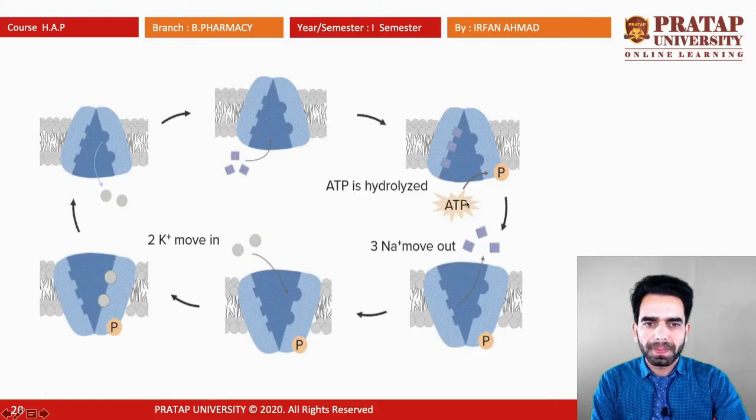So here ATP is used, ATP binds with the phosphate, then three sodium positive ions move out, then two potassium ions move in, because when sodium moves out, potassium moves in. So here potassium moves in, here is phosphate, then ATP is hydrolyzed. This process is repeated again and again.